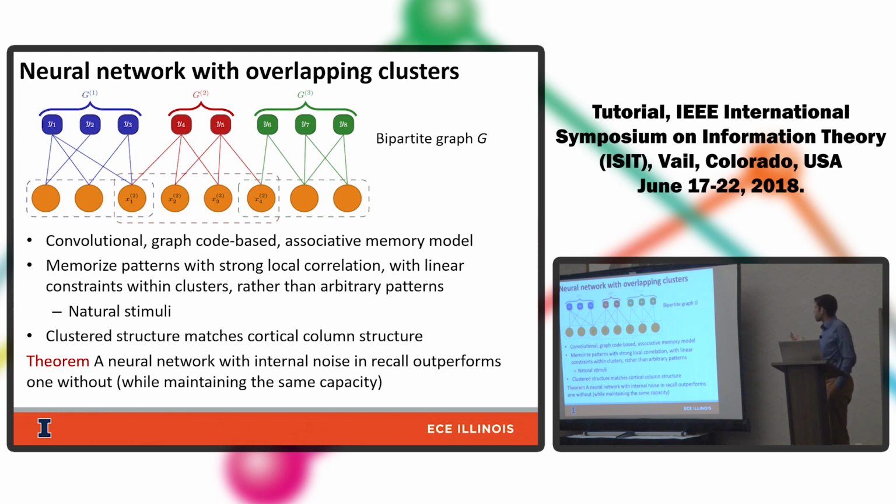Okay. So one specific example is this associative memory model. And so this is kind of a structured code, very much LDPC-like. And this was designed for memorizing patterns with strong local correlation and linear constraints within the clusters, which matches natural stimuli like dogs and pigeons, and also matches cortical column structure. And what we were able to prove is that a neural network with internal noise, this within decoder noise, outperforms one without while maintaining the same capacity. Okay, so that's the style of result that you're able to prove on this noise enhancement effect.